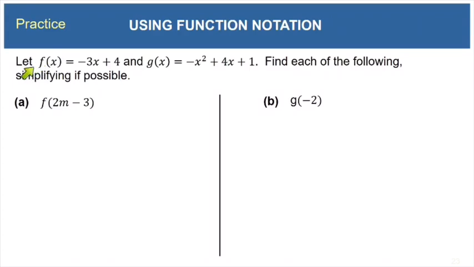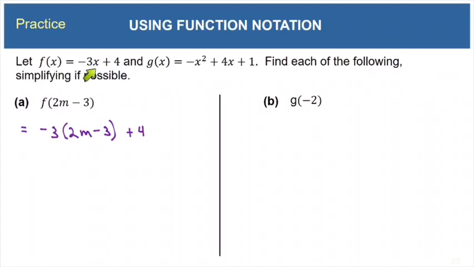So we start off in this example with f of x equals negative 3x plus 4, and g of x equals negative x squared plus 4x plus 1. In part A, it says find f of 2m minus 3. So we're going to be using the f function. We are replacing the x with all of this. So negative 3x plus 4 becomes negative 3 times this stuff plus 4. You see how the 2m minus 3 takes the place of the x?